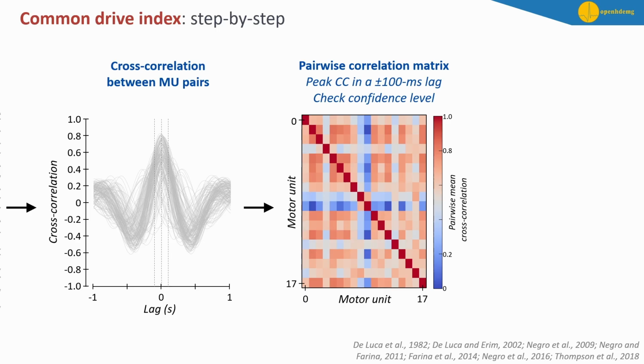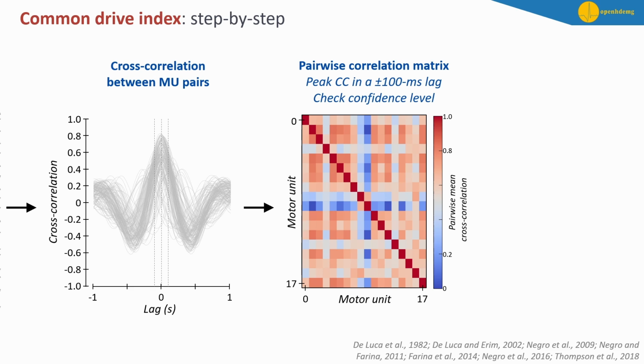What is this matrix showing? On the x and y, we have the motor units, and then each square indicates the peak cross correlation in the lag plus minus 100 milliseconds. Okay? So we can see here that we have a lot of reddish colors indicating high cross correlation, and in here for 2 units a bit blue, a bit smaller cross correlation between those 2 units and the rest of them. Okay? And then the common drive index at the end of the day is just an average of all these pairwise cross correlations computed at plus minus 100 milliseconds. Okay?